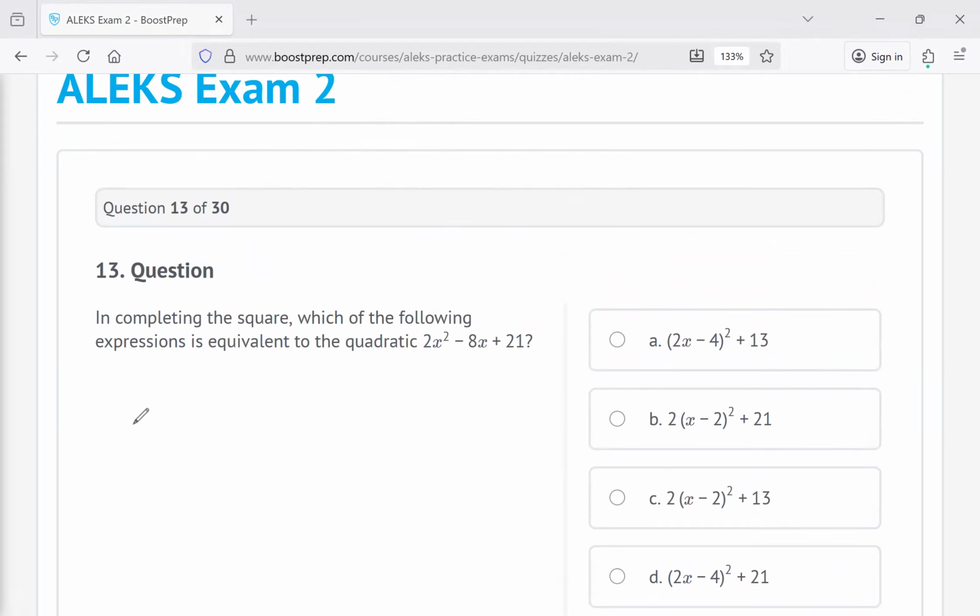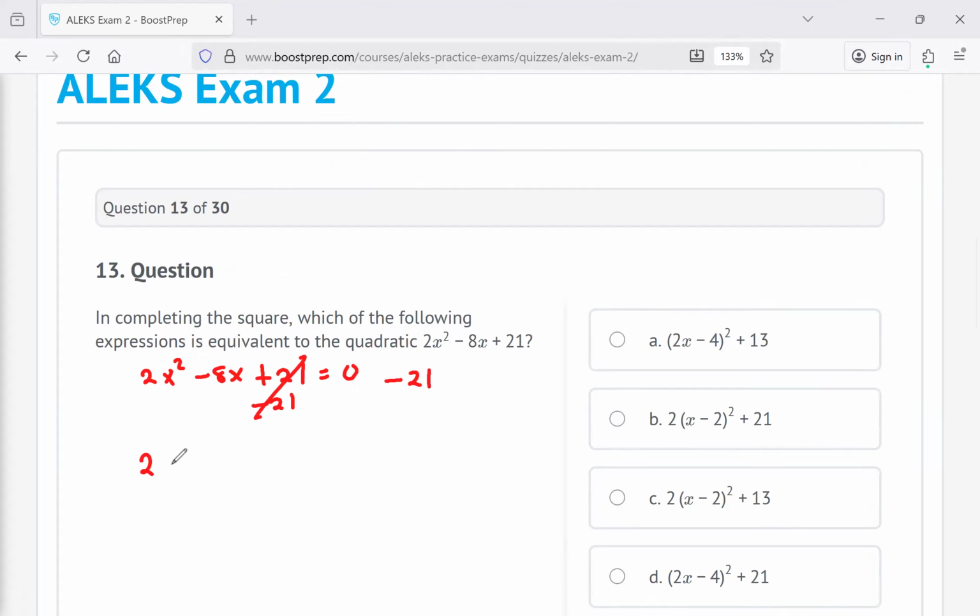Question 9. In completing the square, which of the following expressions is equivalent to the quadratic 2x squared minus 8x plus 21? Basically, they want you to rewrite this using the completing the square method. What I would do is set this to 0 first. Then I'm going to move the constant to the right side. This 21 is my constant, so I'm going to move that to the right by subtracting 21, right?